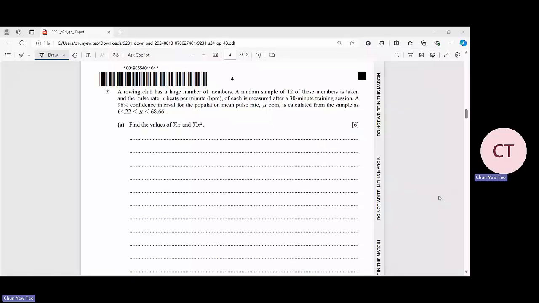Take a look at question number 2. A rowing club has a large number of members. A random sample of 12 of these members is taken, and the pulse rate, x beats per minute, of each is measured in a 30 minute training session. A 98% confidence interval for the population mean pulse rate, mu, is calculated from the sample as between 64.22 and 68.66. Calculate the sum of x and the sum of x squared.